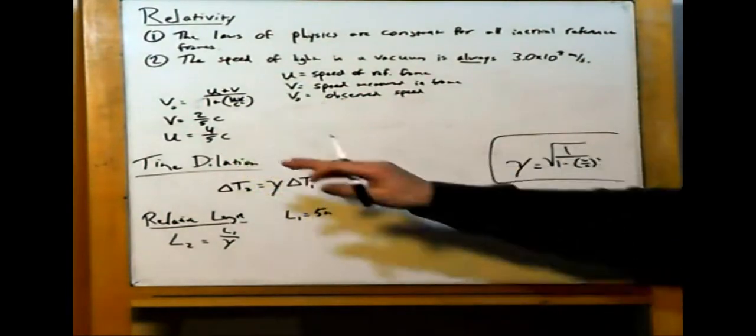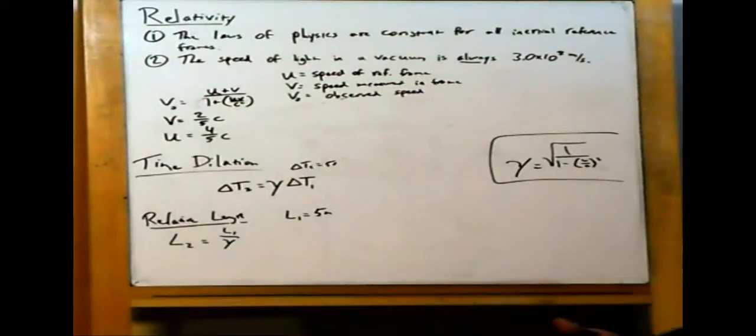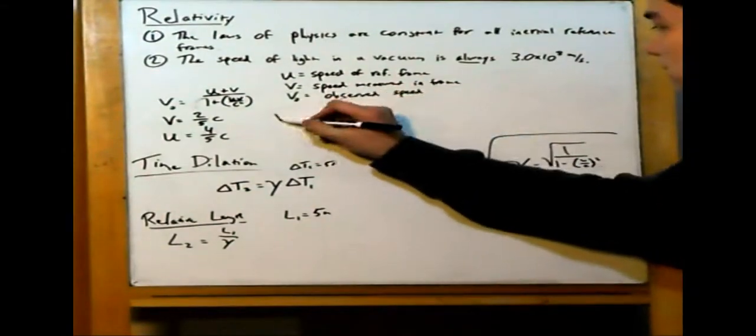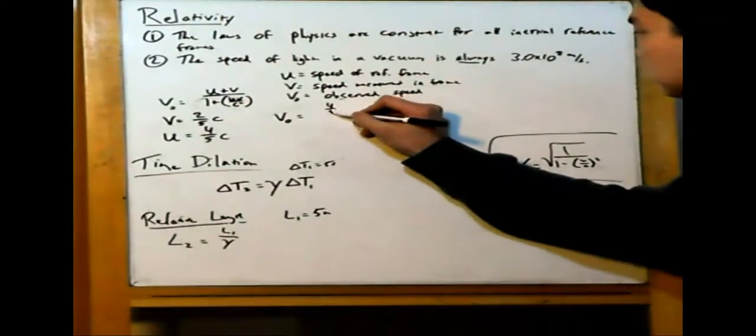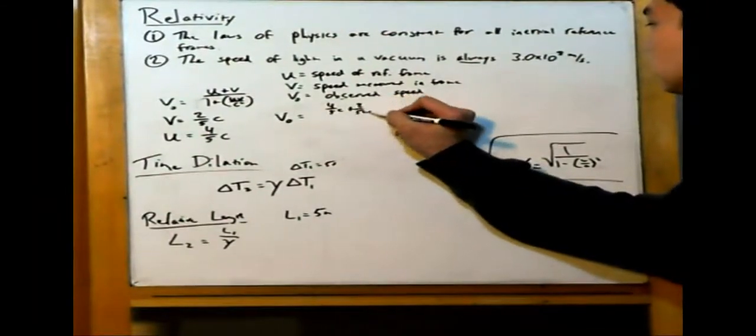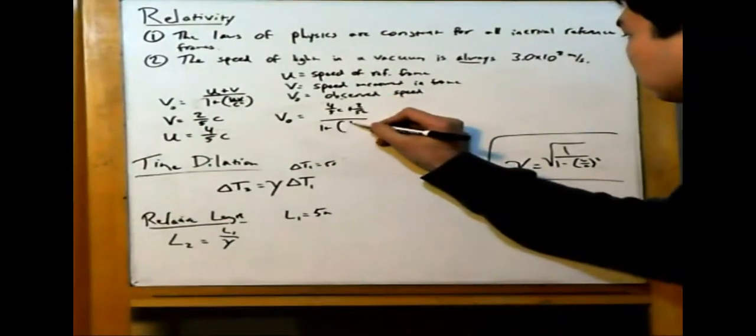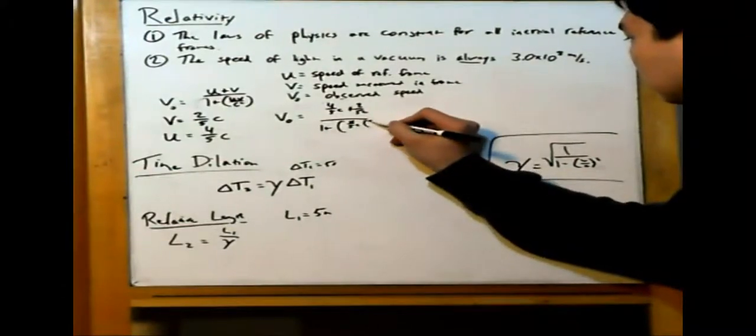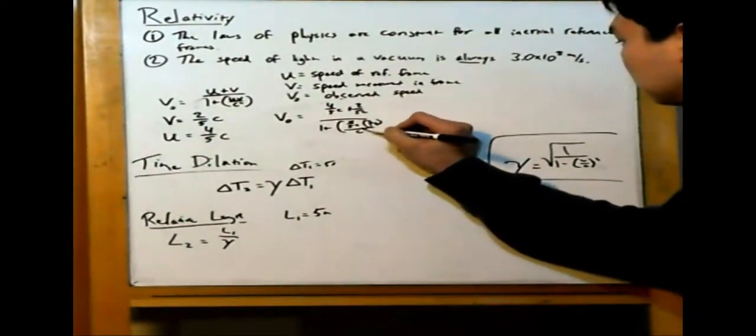Let's say we have a spaceship moving at 4/5 the speed of light, and we see an object inside the spaceship that we measured at 2/5 the speed of light. The outside observer does not see 6/5 the speed of light. Let's find out what they see. So we have 4/5 c plus 2/5 c divided by 1 plus, we're going to multiply those two things together, 4/5 c times 2/5 c, divided by c squared.